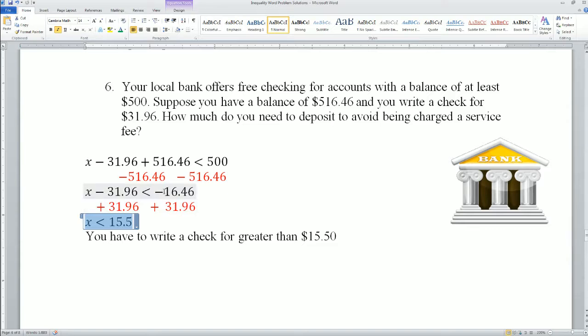It's really weird why some of you are like, wait, why do I get a negative $16.46? That is the gap that you have from this balance. And if you subtract it, it wouldn't really make sense, right? But you're depositing it. So it should still be $15.50. If this doesn't make sense to you right now, just see me and I will explain it to you in class.